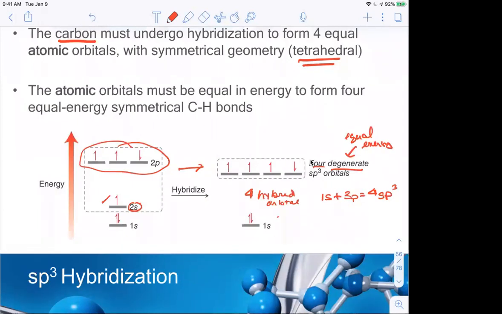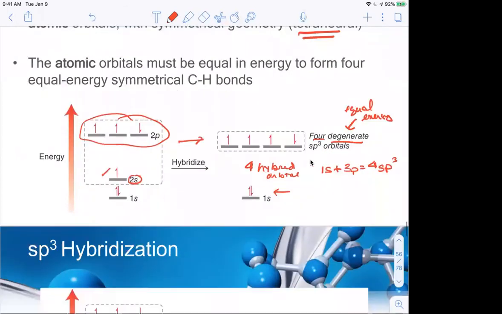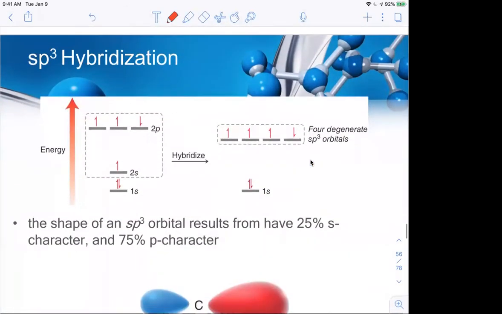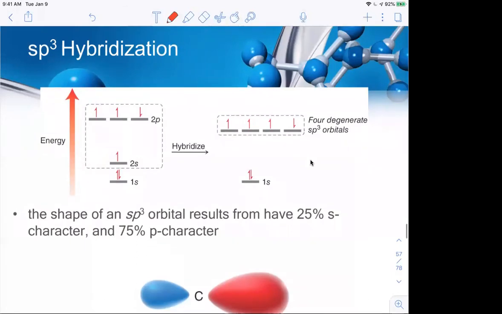My core is still down here. That doesn't change. Remember, it's the valence electrons that are involved in bonding. So this geometry gives me these 4 degenerate sp3 orbitals.